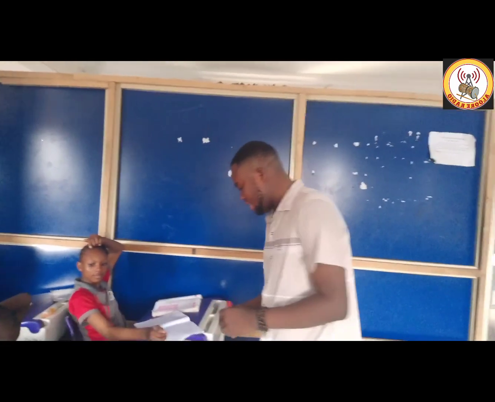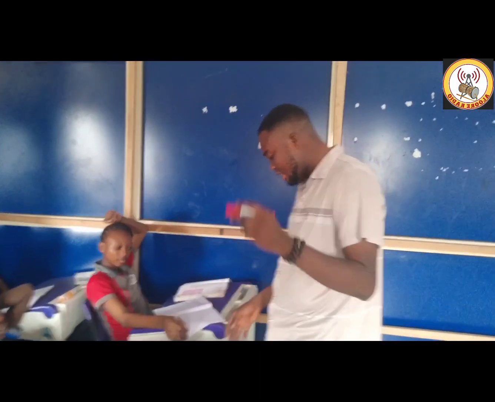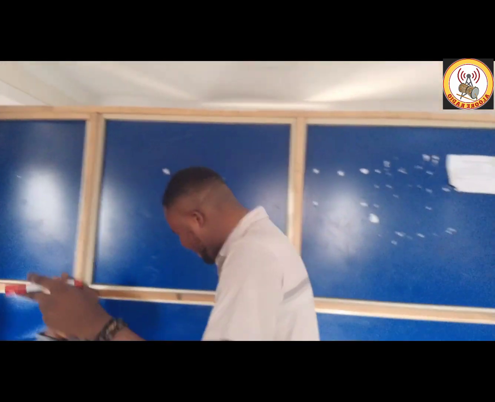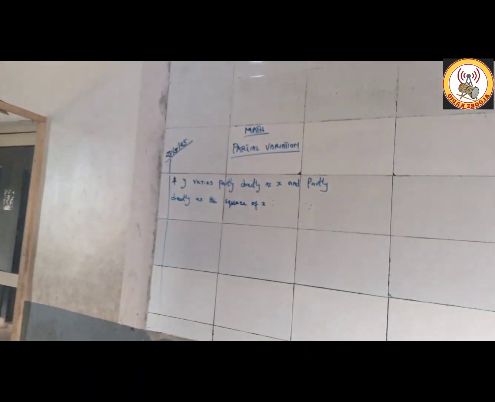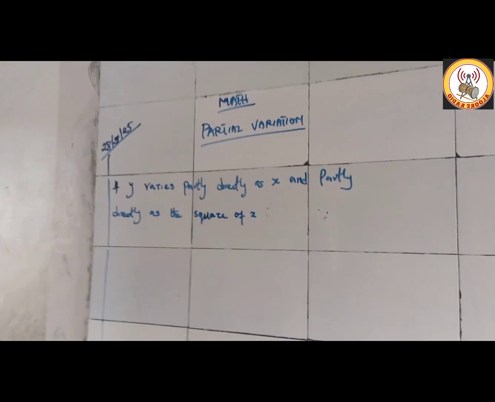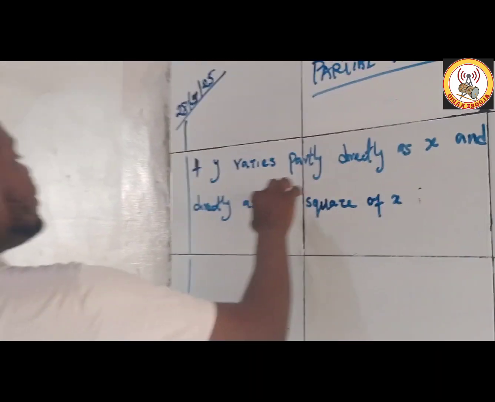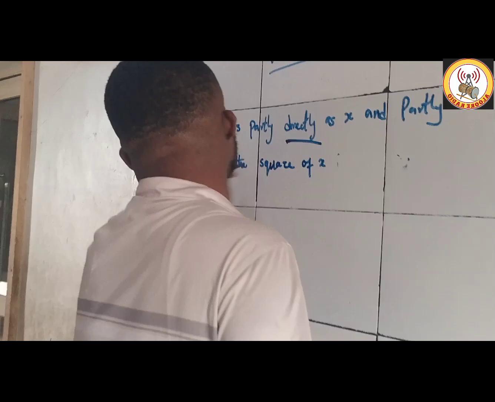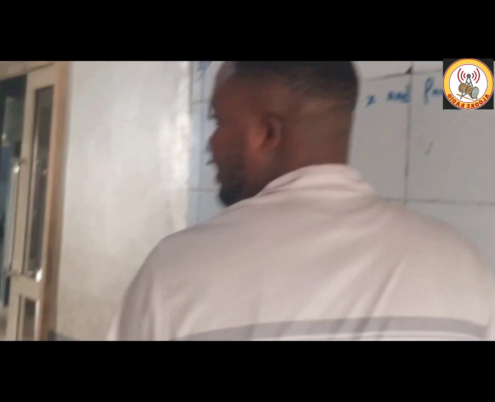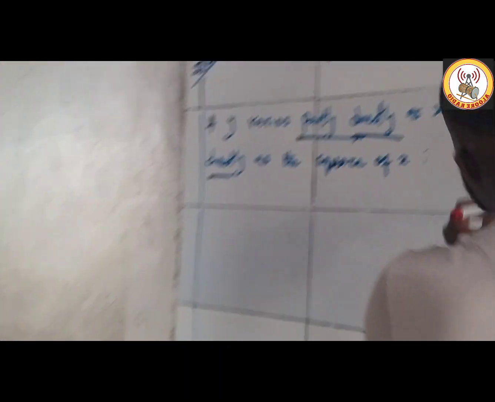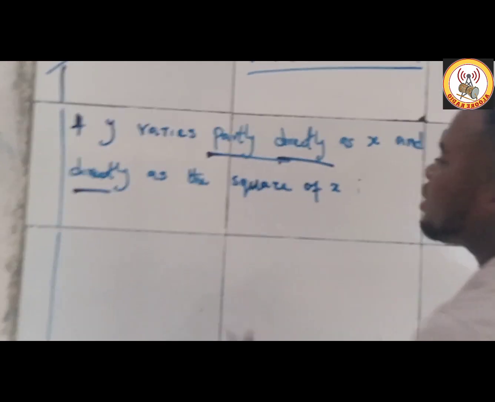So now let's take this. He said if y varies partly directly as x, and partly directly as the square of x. Take a look at this. We are dealing with two. Are you getting me now? The first one is partly directly as x, and it's also partly directly as the square of x. Are you getting me now?